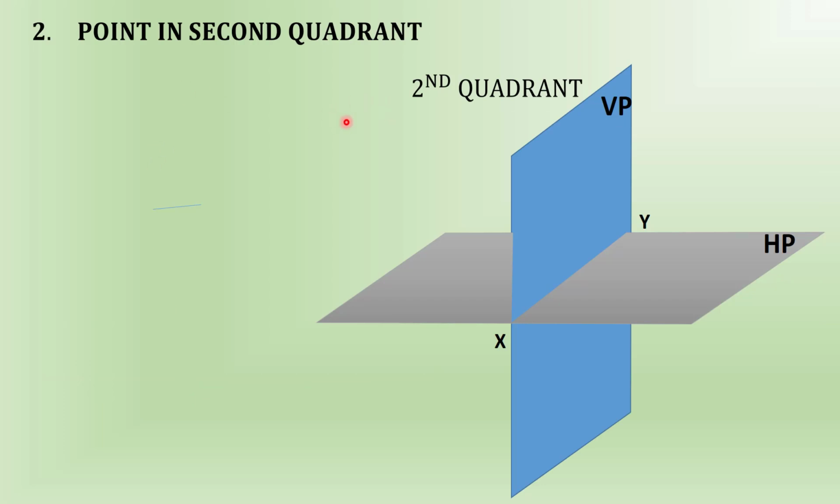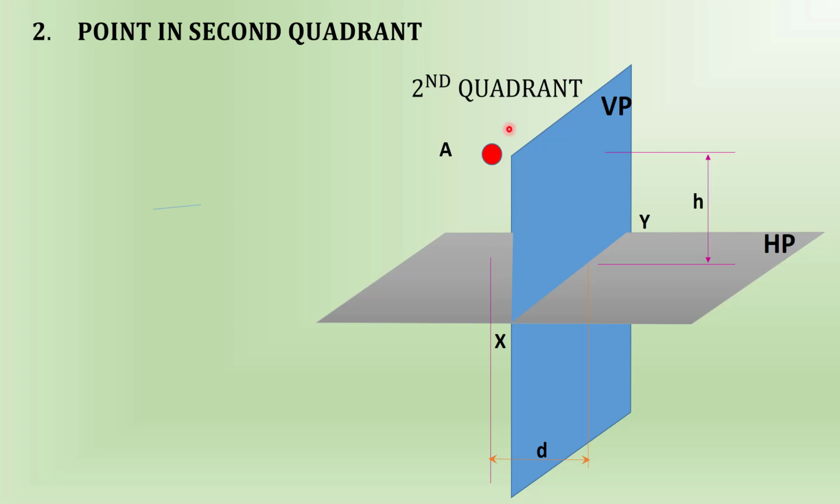Now, let us take the second case, that is a point lying in the second quadrant. If the point lies in the second quadrant, we can say that it will be some distance behind the vertical plane and some distance above the horizontal plane. Right? I have marked the original point here, which is at a distance of h above the horizontal plane and d from the vertical plane. It starts from here. So this distance is small d.